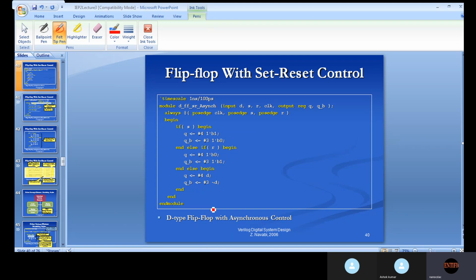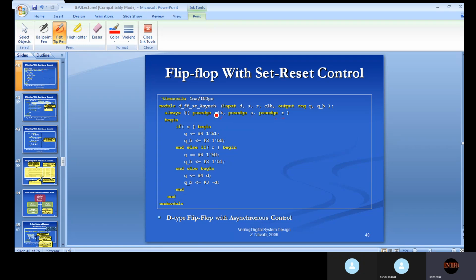Set reset control in the same program, you can see. So posedge of the clock, posedge of S, posedge of R. This is the one change we are seeing. Posedge of clock, posedge of S, posedge of R. So what is happening? These statements are executed.